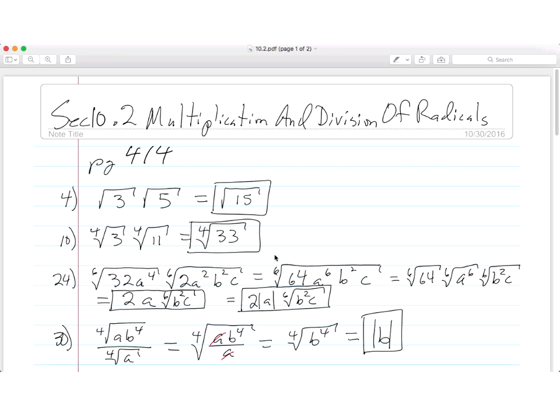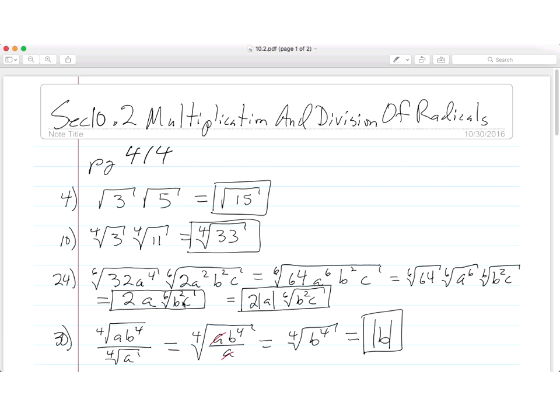Well, I can determine the 6th root of 64. The 6th root of 64 is 2. The 6th root of a to the 6, well, these indices are the same, so it will be a times the 6th root of what remains, b squared c.